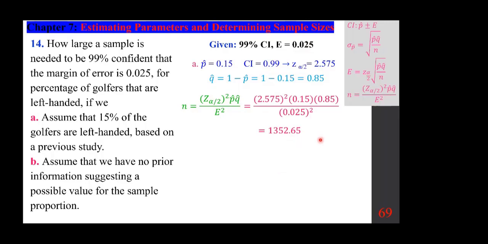And this will always be rounded up. So 1,353 is the minimum number we need. How large a sample? At least this much, so that's why you round it up.